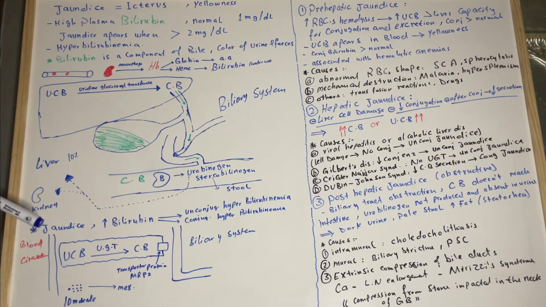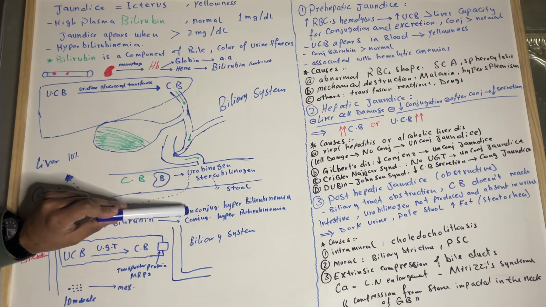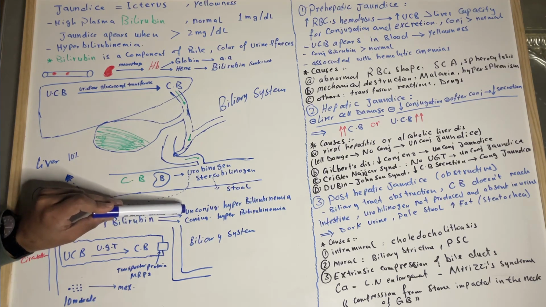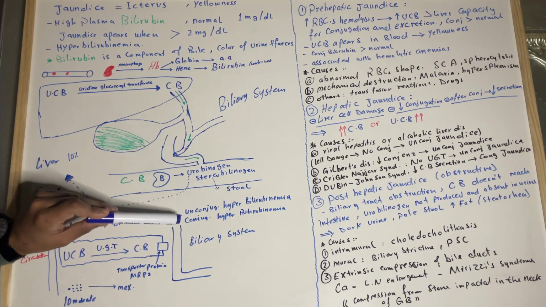So again, jaundice occurs when there are high levels of bilirubin. But as we know, there are two types of bilirubin. So jaundice is usually either unconjugated hyperbilirubinemia or conjugated hyperbilirubinemia. There are two types: unconjugated jaundice and conjugated jaundice.